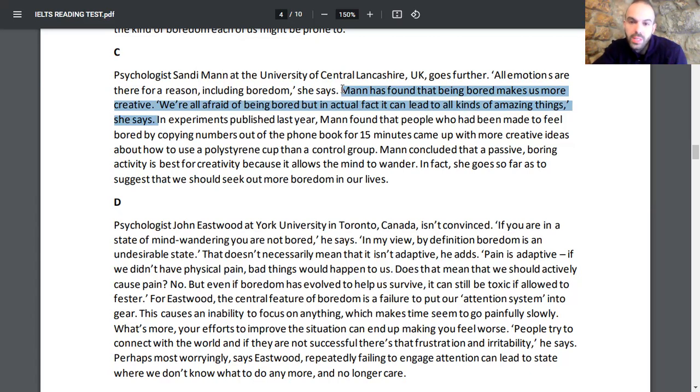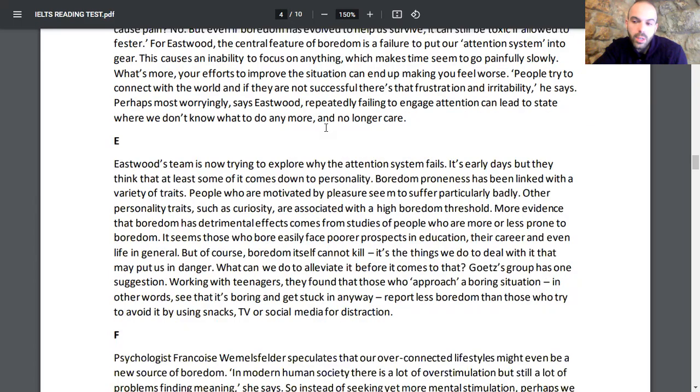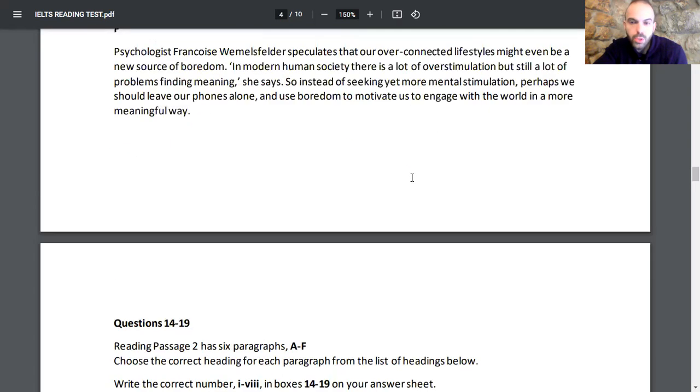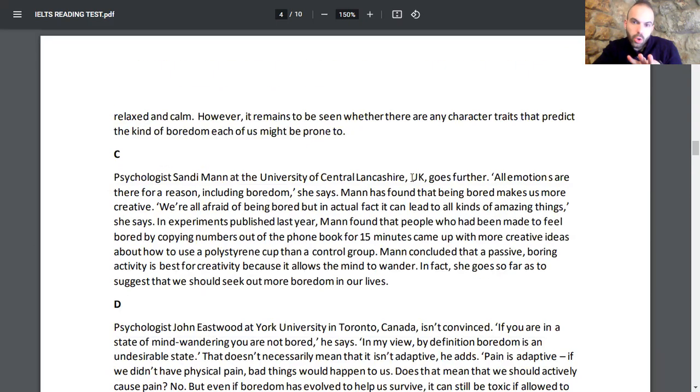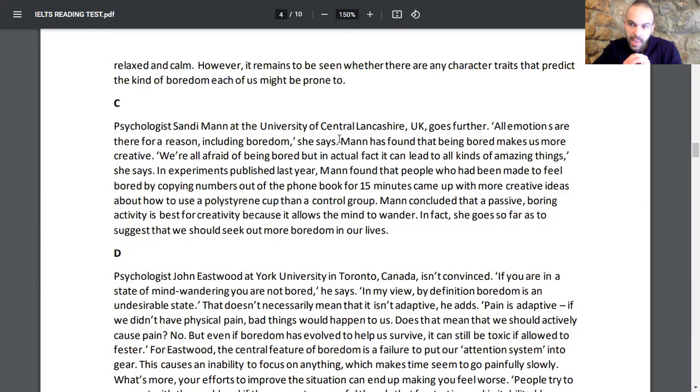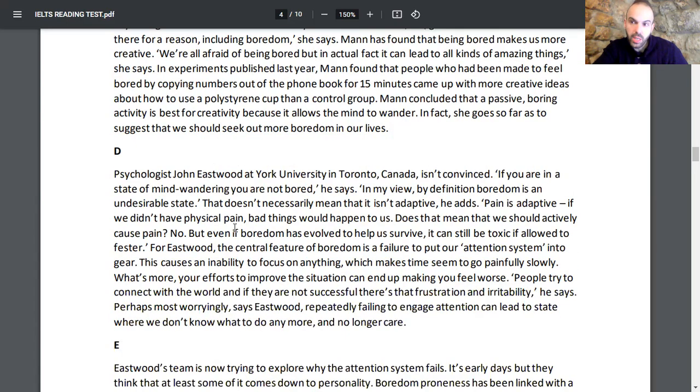Read the sentence again and go back to the heading. You would find that paragraph C is matching with number 1, the productive outcomes that might result from boredom. So as you can see, the strategy is always working. In paragraph C, we found the answer in the second sentence. Now let's see paragraph D.